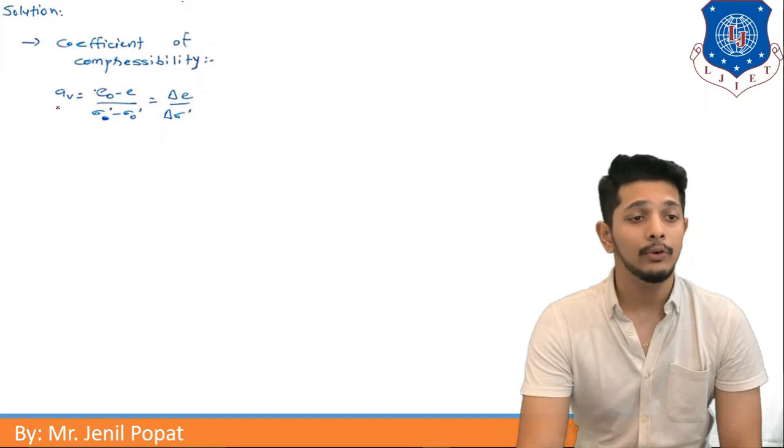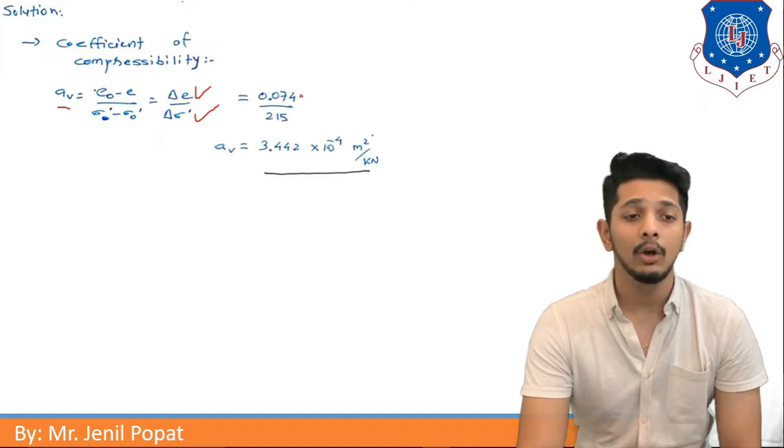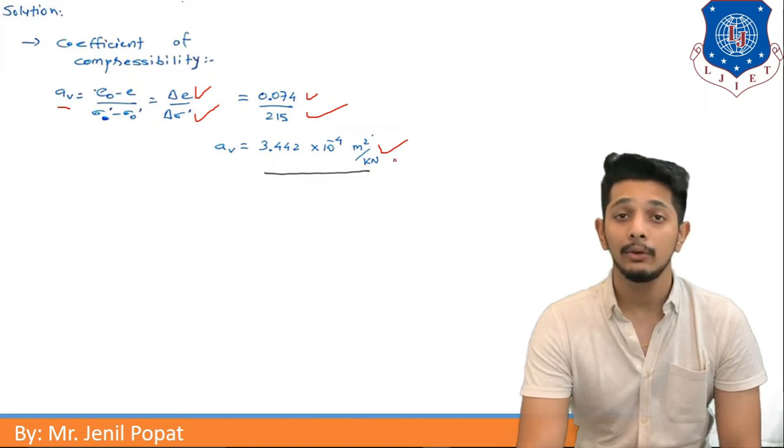We know the formula for AV, that is E0 minus E, or we can say delta E by delta sigma dash. We found delta E and delta sigma dash, so let us put the values and get the answer for AV. Putting values of delta E as 0.074 and delta sigma dash as 215, AV is coming out as 3.442 into 10 raised to minus 4 meter square by kilonewton. So the unit of AV should be meter square per force, kilonewton or newton.